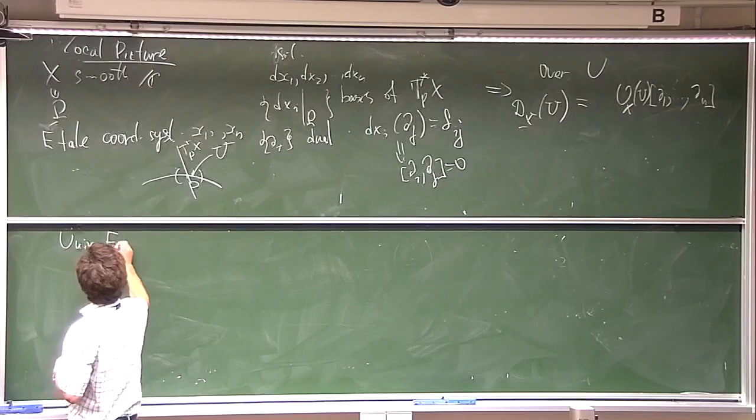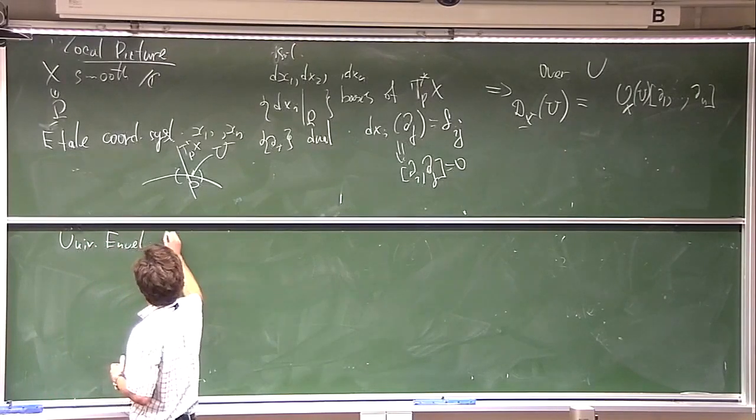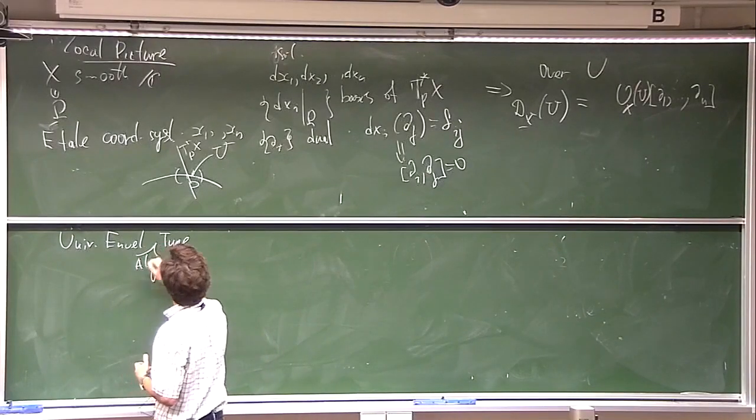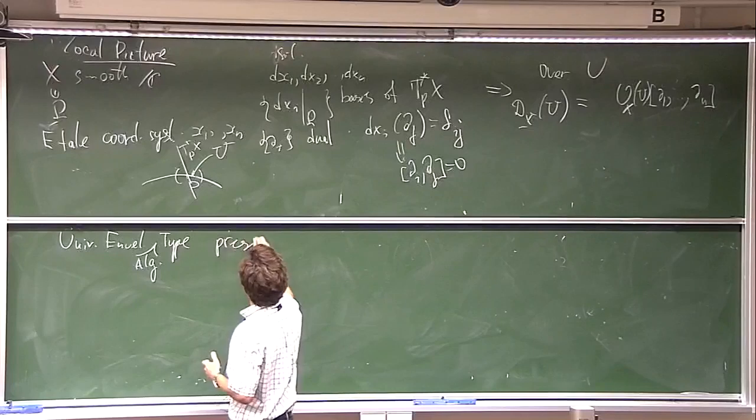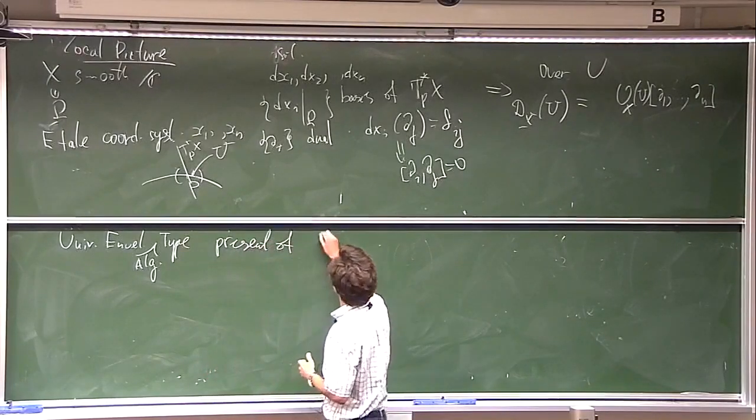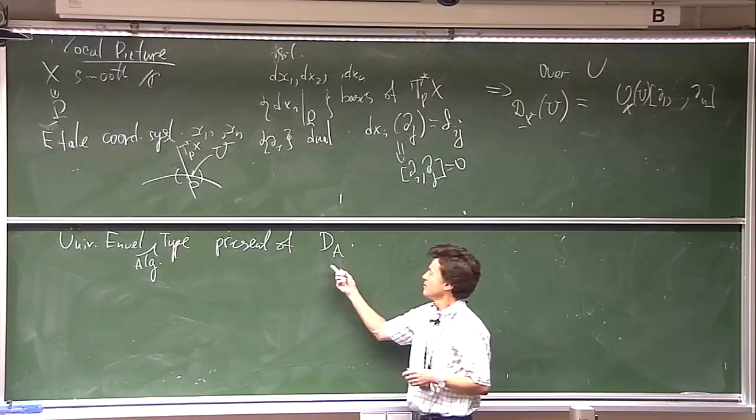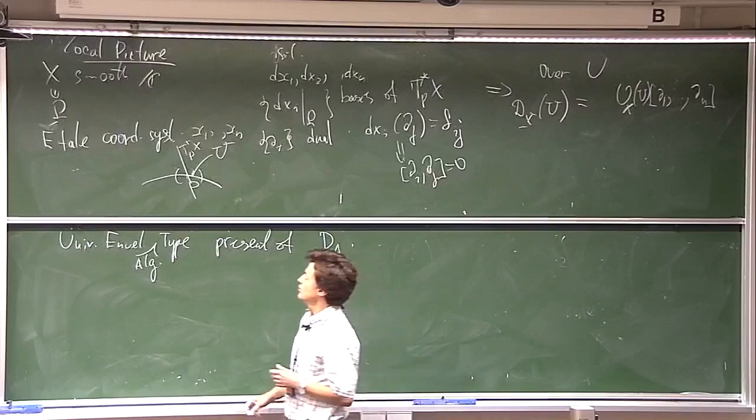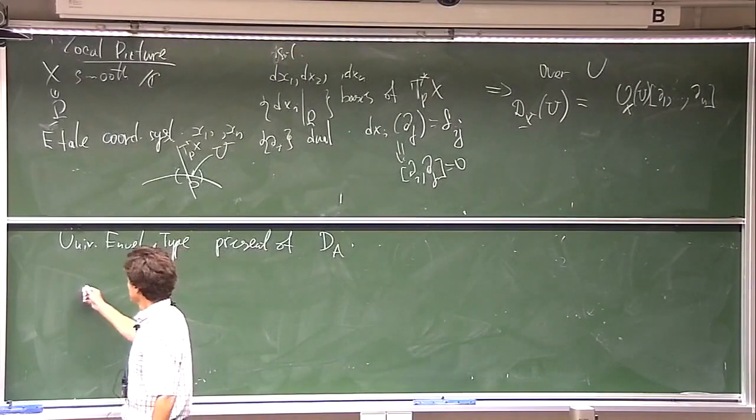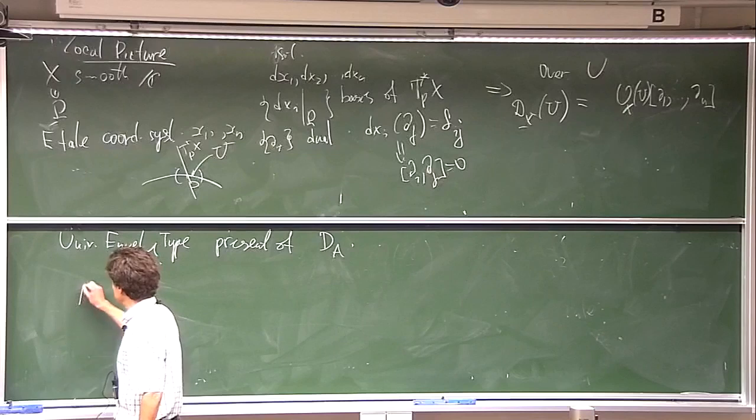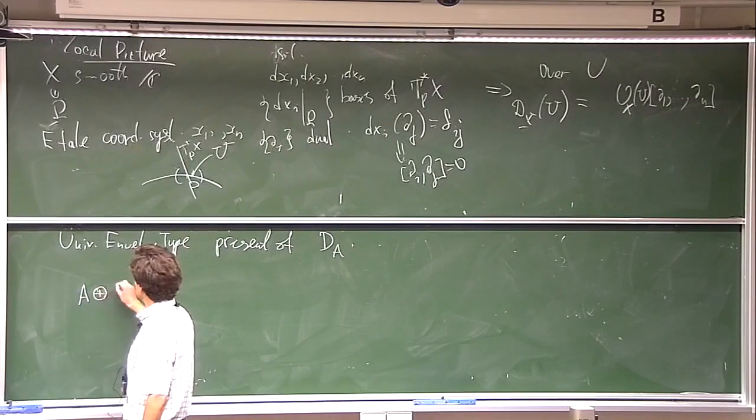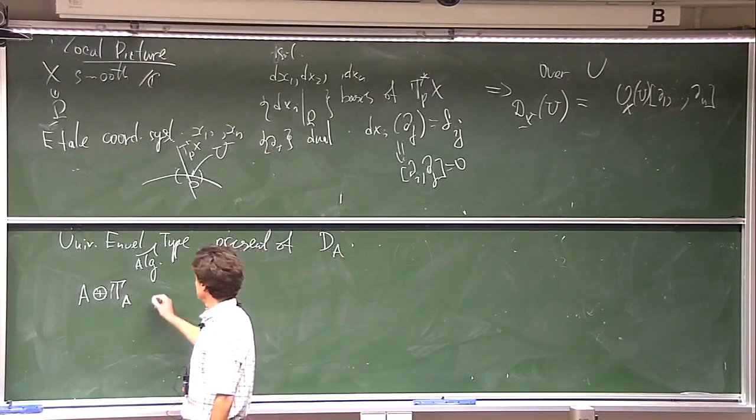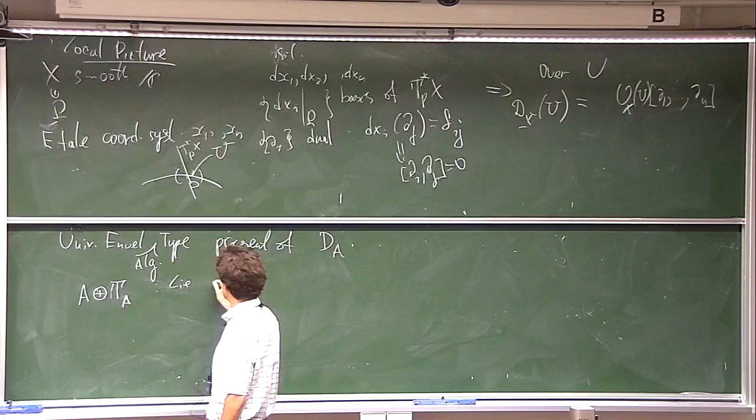A universal enveloping algebra type presentation of this algebra. Again, I bring myself back to the situation of a smooth A. Remember where we started. We had A, and we had T sub A. I would like to notice that this whole thing is naturally a Lie algebra.